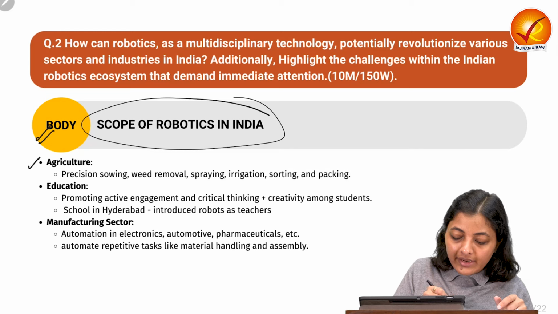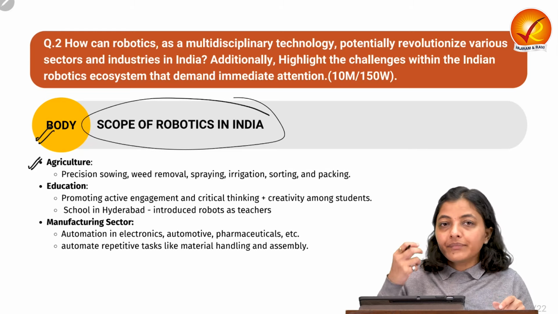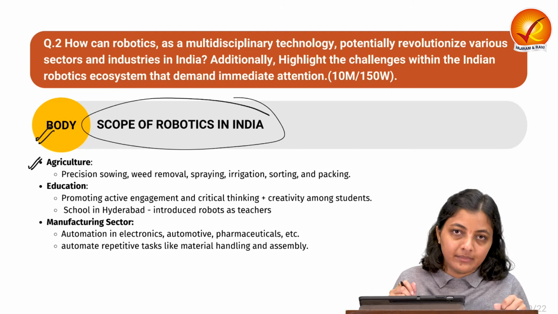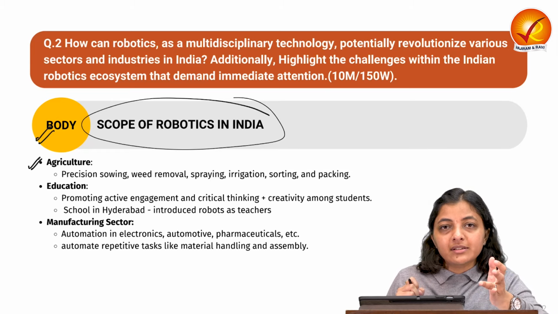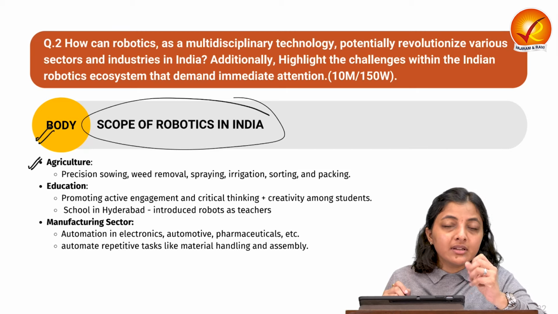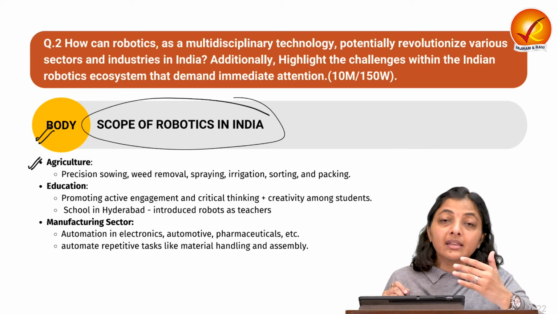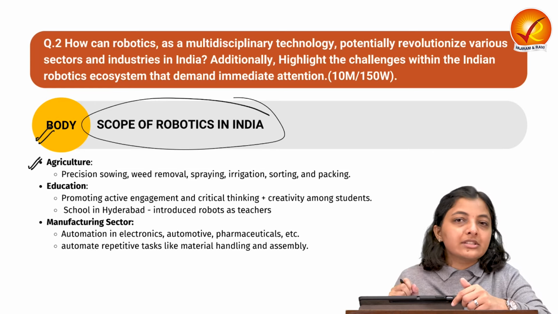So again, you can write various dimensions, various sectors, where robotics can increase the efficiency of that particular sector. Like with respect to agriculture. Yesterday and the day before yesterday, we have seen how precision agriculture, the technology used in agriculture, can increase efficiency and can increase farming income. So how can this precision agriculture be done?